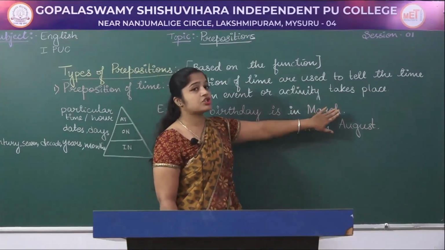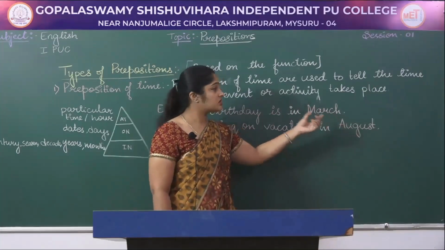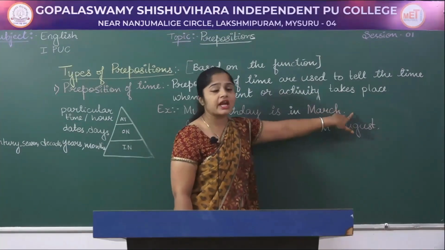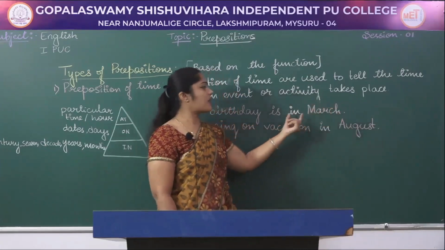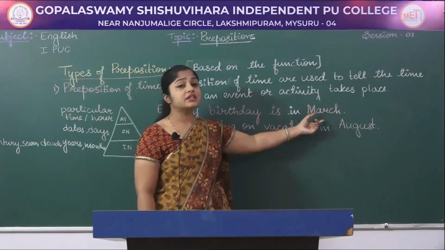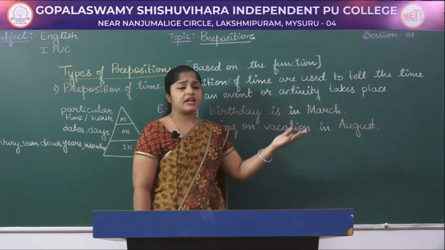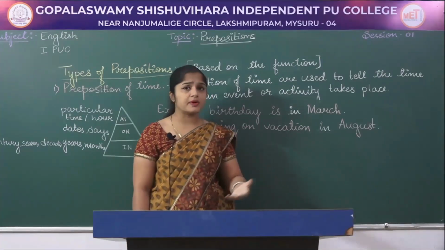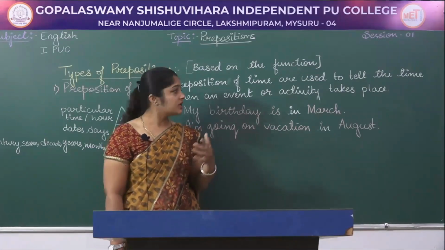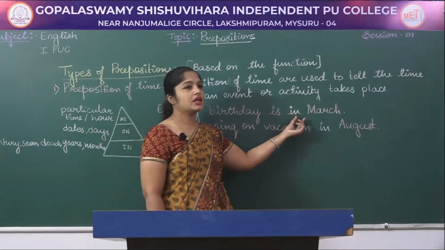If I mention March 6th, my birthday is dash March 6th. So there you have to fill on. Since there is no specific date or a day mentioned here, we have to use in. Here they have mentioned only months. There are 31 days in March. So in that 31 days, it can be any day. It can be 1st of March or 19th of March, 22nd of March or 31st of March. So we don't know. Since we don't know the specific day or a date, we have to use in.